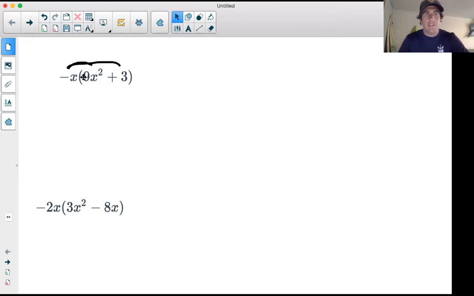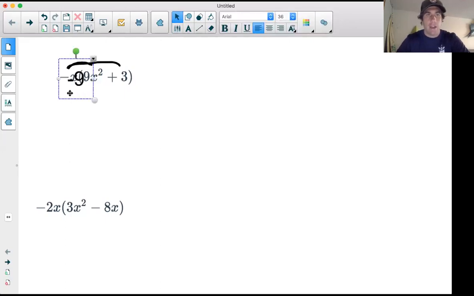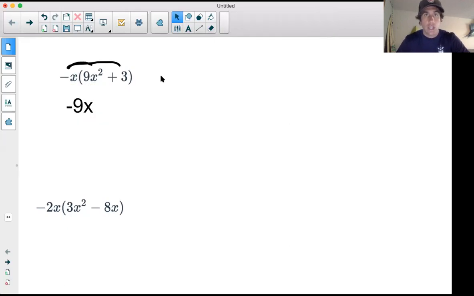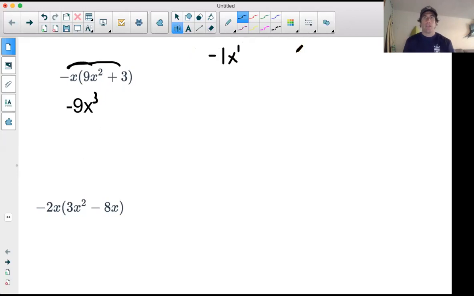So when I multiply negative x times 9, I'm just going to get negative 9, right? And then negative x times x squared is really x cubed, okay? Technically, negative x is really negative 1x to the first power. So when I multiply negative 1x to the first power times 9x squared, the coefficients multiply. Negative 1 times 9 is negative 9.